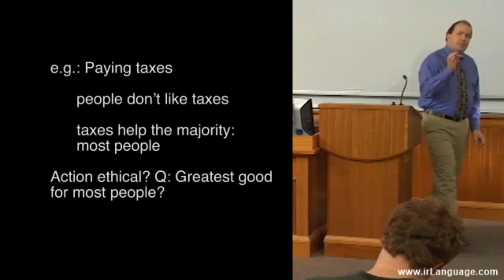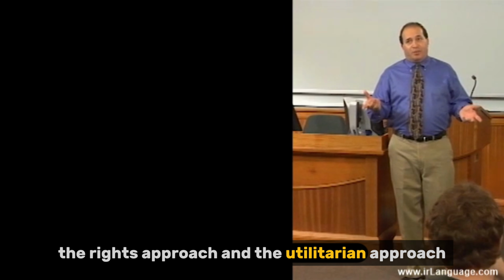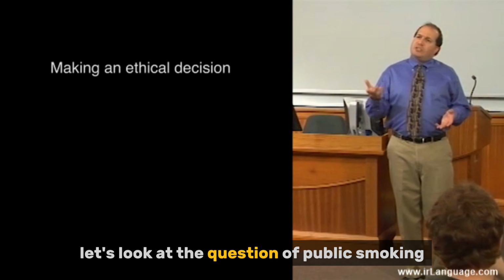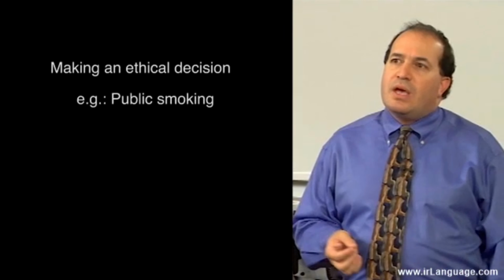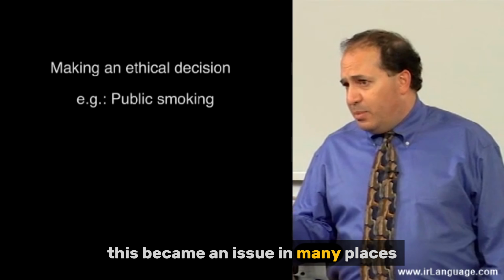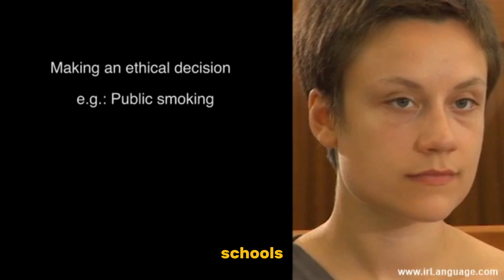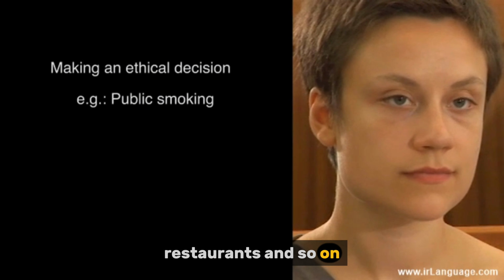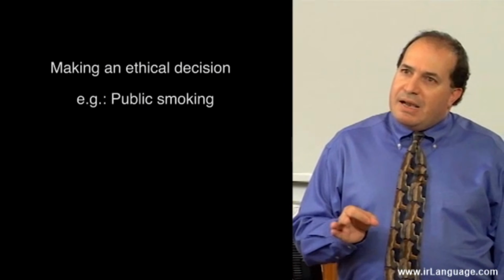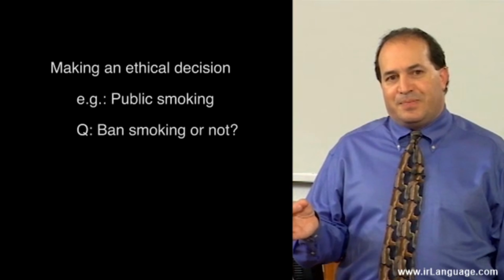Now, let's take a real-world example and look at how to make a decision using these two approaches. That is, the rights approach and the utilitarian approach. Let's look at the question of public smoking. Starting in the late 1990s, this became an issue in many places when smoking was banned in office buildings, schools, restaurants, and so on. The question is, how do we make a decision about whether to ban smoking or not?